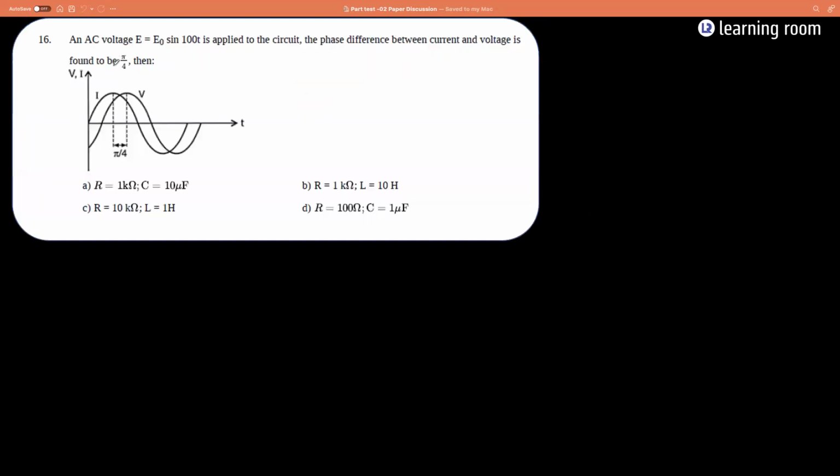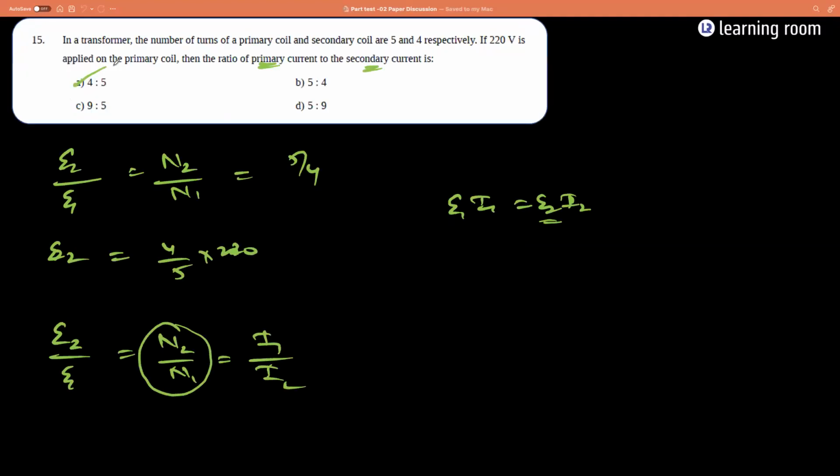Next, question 15. E is equal to E naught sin 100 pi T is applied to a circuit. The phase difference between the current and the voltage. Sir, here the ratio asked is between primary to secondary, right? I1 by I2 will be N2 by N1. So N1 by N2 is 5 by 4. Okay, sir.